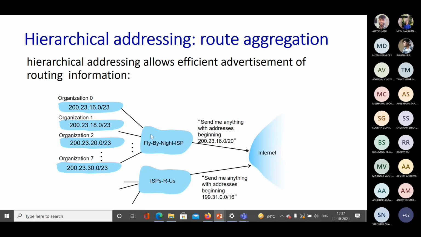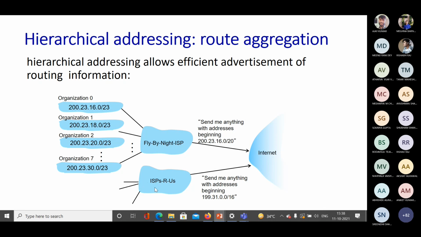Now, if this ISP has to inform its nearby router what kind of datagrams or what kind of addresses it has, it can say: if you send me anything with an address beginning with 200.23.16.0/20, then all the hosts associated with my ISP can get the address.